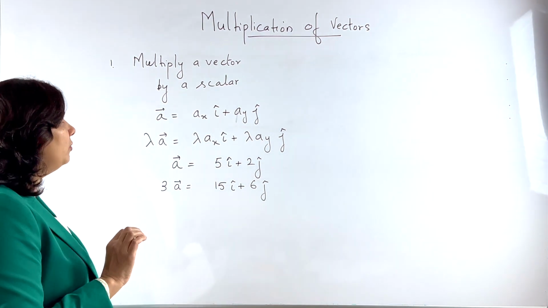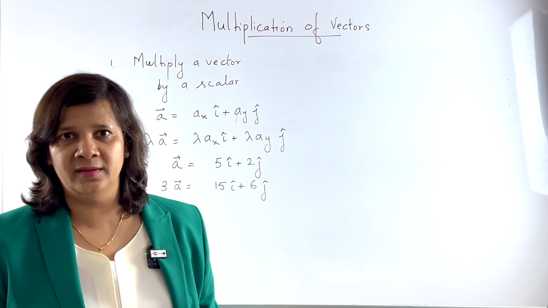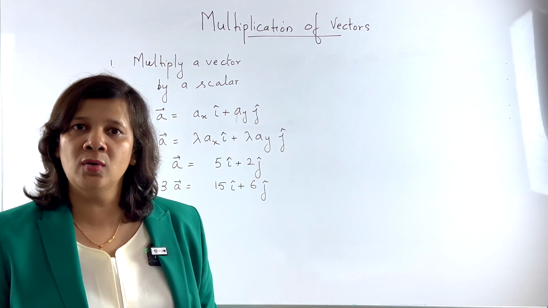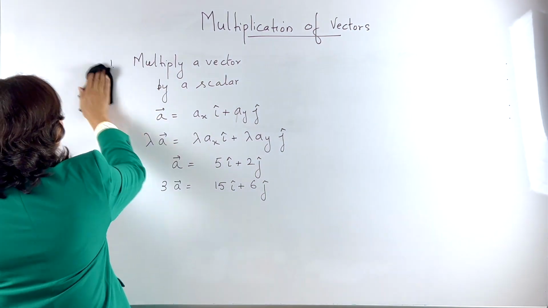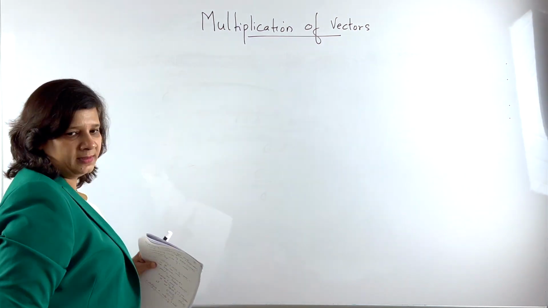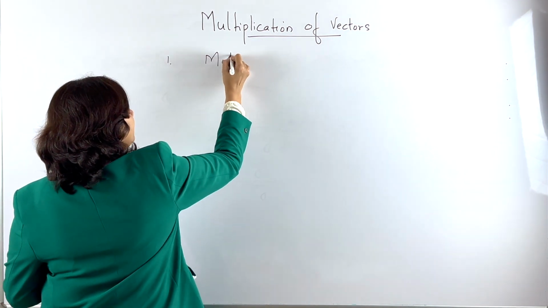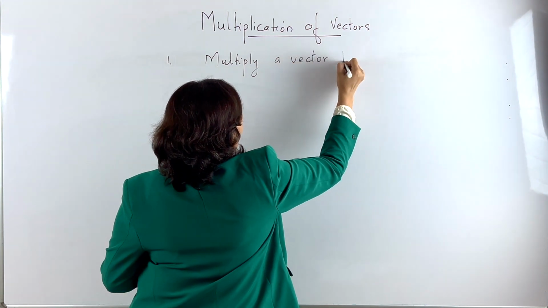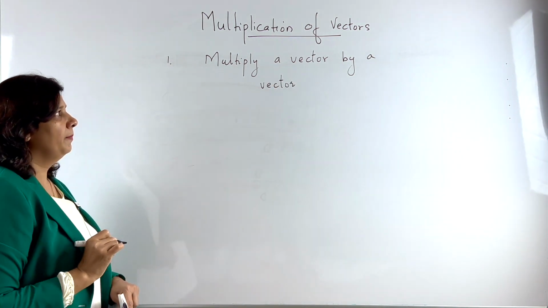Now if I want to multiply a vector by a vector, okay, that has an entirely different meaning. And we will see that we can construct a scalar out of two vectors, and also we can construct a vector from two vectors. Okay. So let us look into that. So let us first construct a scalar out of two vectors. Okay. That is, multiply a vector by a vector.